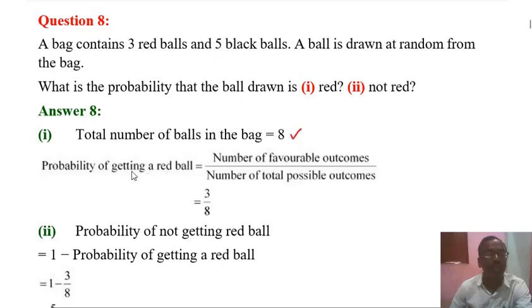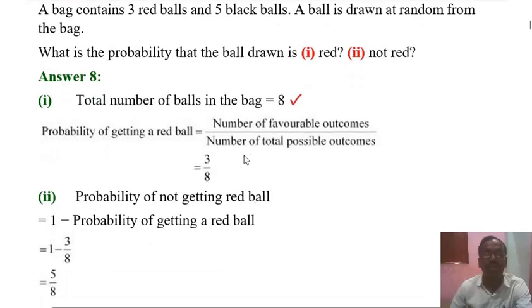So the probability of getting a red ball is number of favorable outcomes, which will be 3, and number of total possible outcomes, which will be 8. So number of favorable outcomes 3 and number of total possible outcomes 8. So probability of getting a red ball is 3 by 8. Hope that there is no problem to understand.